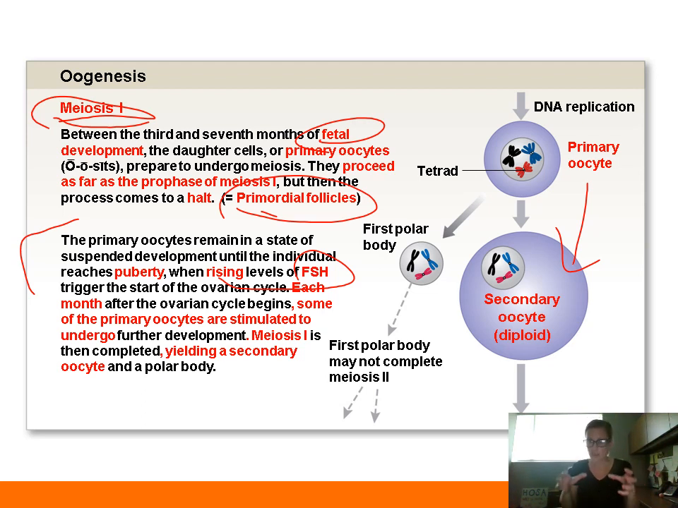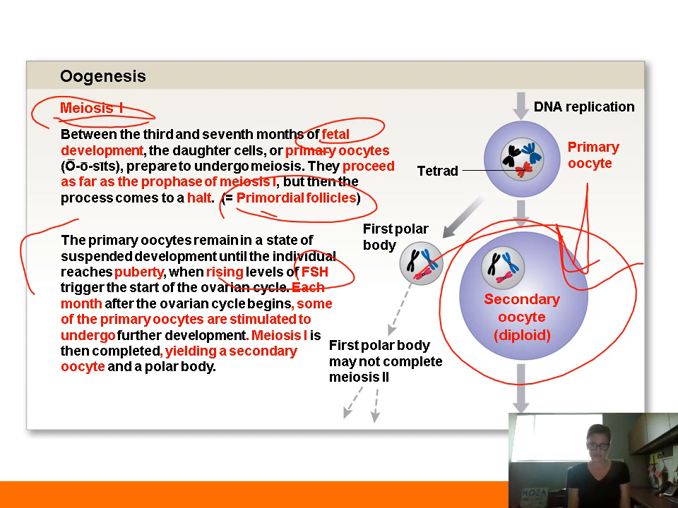Each month, this cycle is going to repeat, but each month or each cycle, some of these primary oocytes will be stimulated to finish meiosis one. Those cells that are chosen to finish meiosis one will end up turning into secondary oocytes. Now, note, secondary oocytes are still diploid. This is still a cell that has a full set of 46 chromosomes.